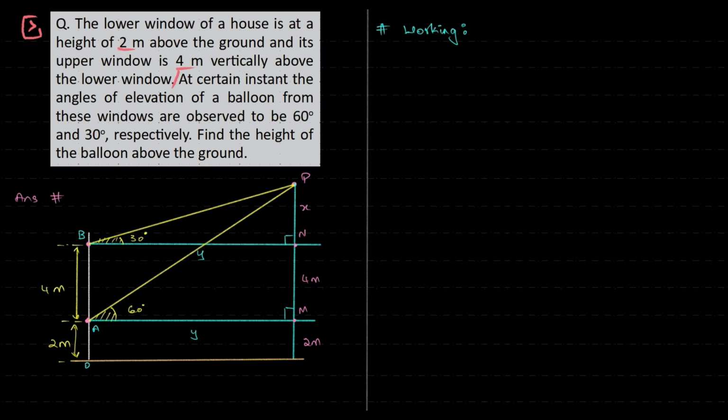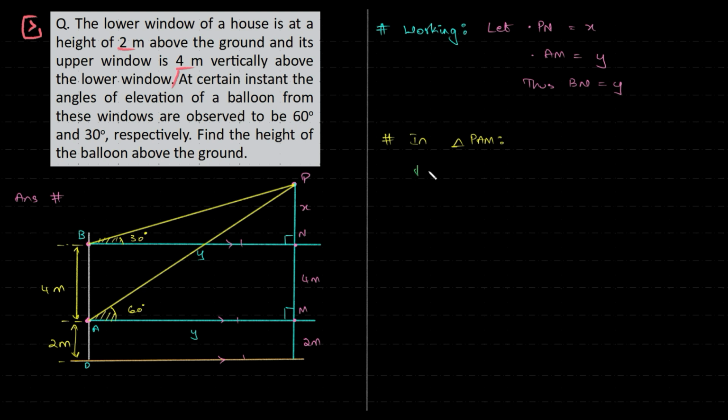Let's start off by calling PN equal to x, then AM equal to y, thus BN is equal to y, because all these are parallel and the lengths are equal. So what do we have? We'll start off in triangle PAM.